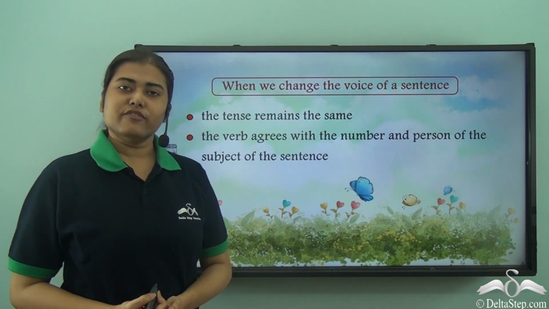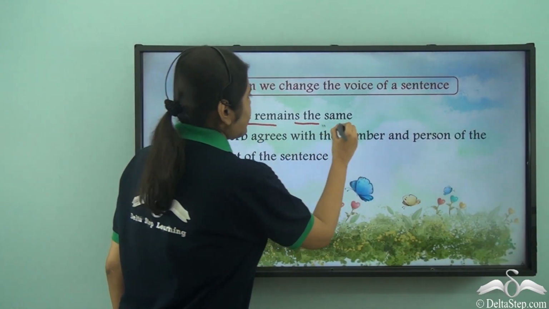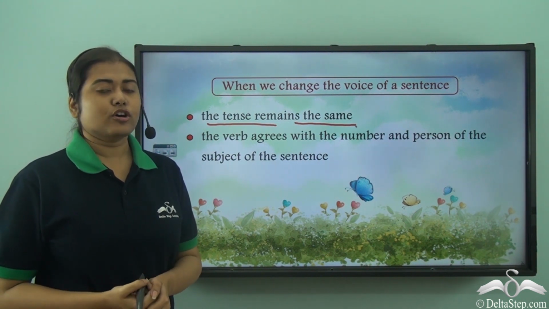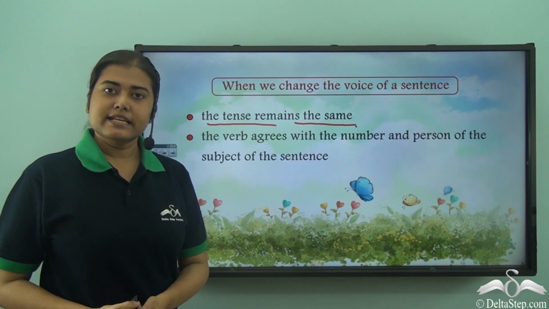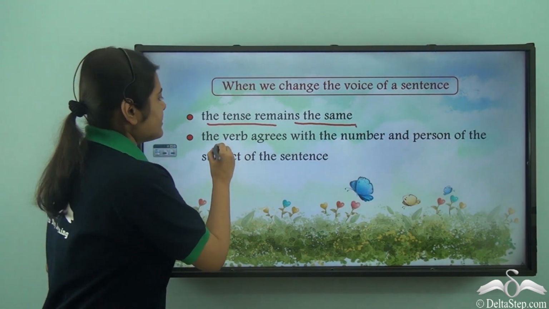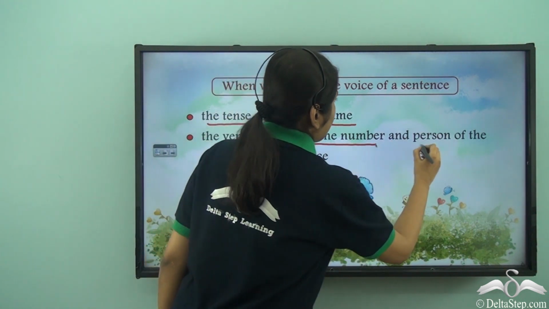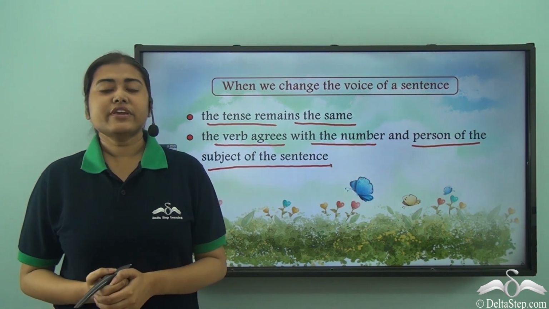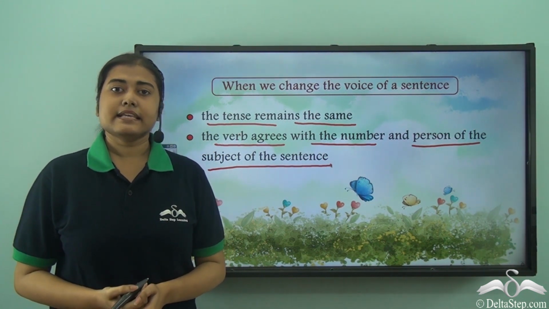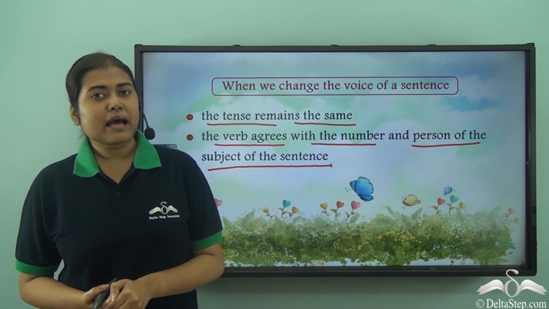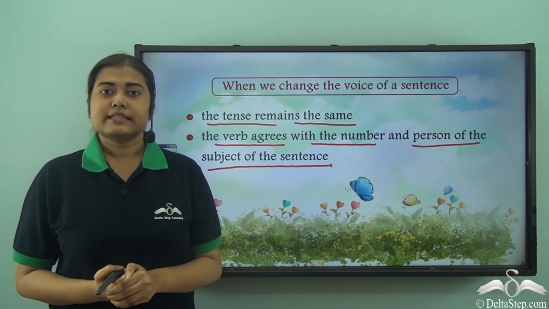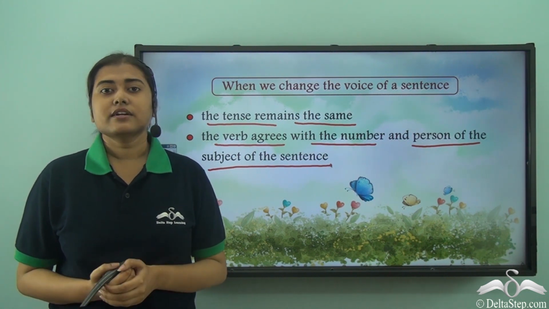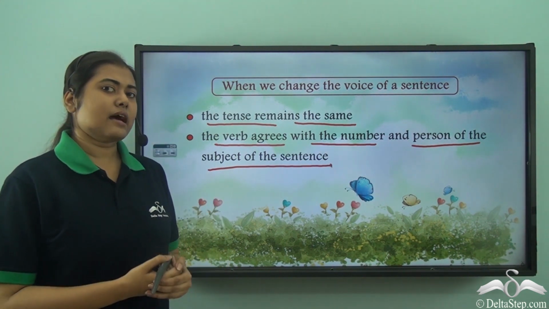Now, when we change the voice of a sentence, the tense remains the same. So in active to passive, the transformation will not cause any change in the tense of the sentences. Secondly, the verb agrees with the number and person of the subject of the sentence. Now, we have seen that to convert a sentence in the active voice to a sentence in the passive voice, we need to note that the verb takes an object. So, the verb should always be transitive. Now, let us look at some more examples.